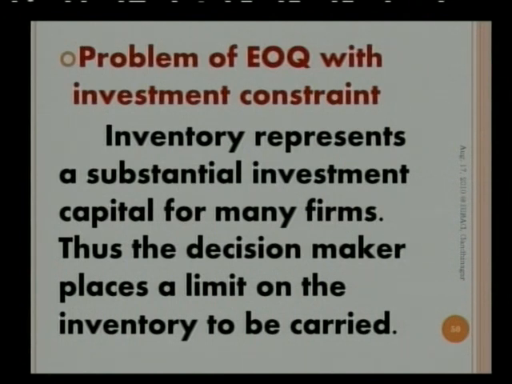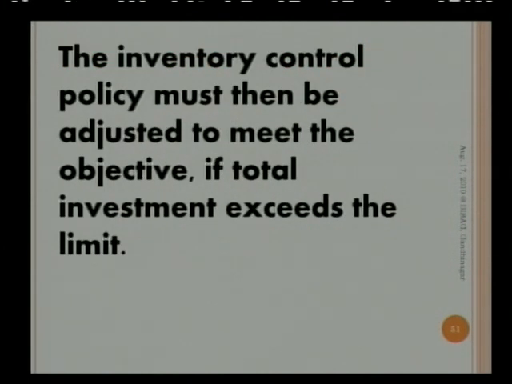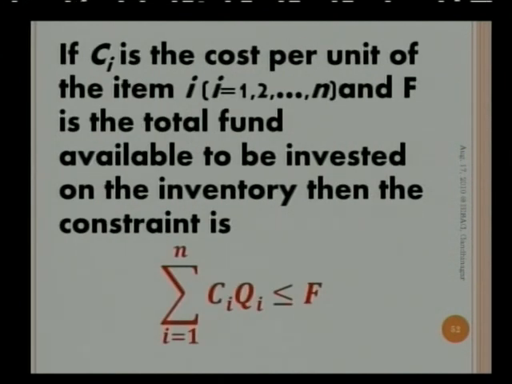For example, if it is plasma TV versus simple TV, then plasma TV costs 75,000 while a normal TV costs only 34 to 37,000. So obviously we'll put a smaller order of plasma TV than the usual one. So the inventory control policy must then be adjusted to meet the objective if total investment exceeds the limit. In this case, we'll have to work with the purchase cost, because as in my example, plasma TV is much costlier than the normal one.